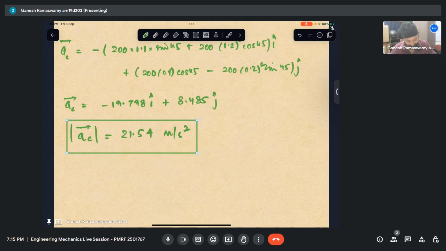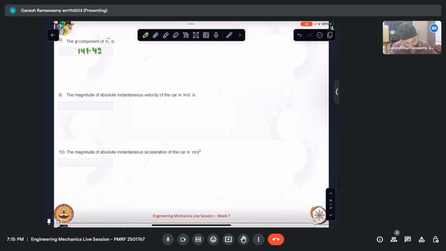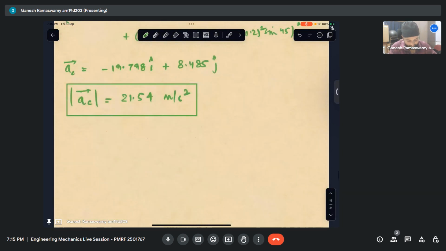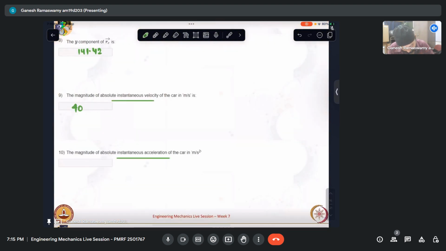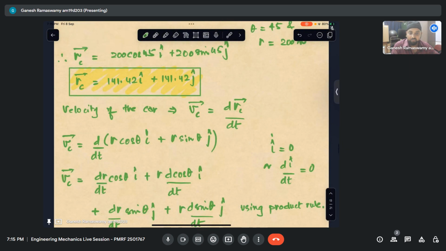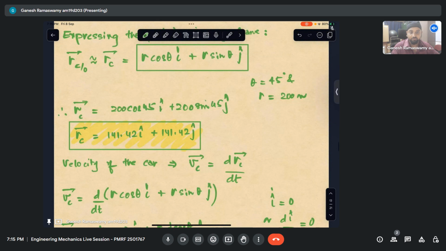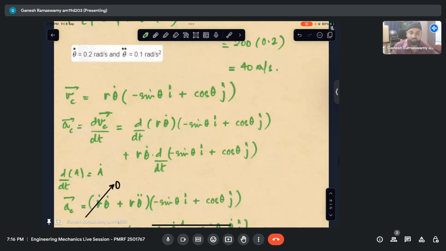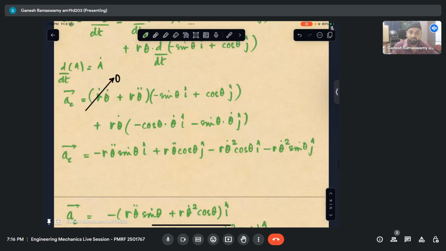So this comes out to be absolute instantaneous velocity and absolute instantaneous acceleration come out to be 40 and 21.54 respectively. So this is 40 meters per second and this is 21.54 meters per second square. Now we can see how cumbersome it is when we express the velocities and accelerations in terms of x and y coordinates. We can see how cumbersome it becomes to differentiate this, which is why we go for a more elegant alternative of having it in polar coordinates.